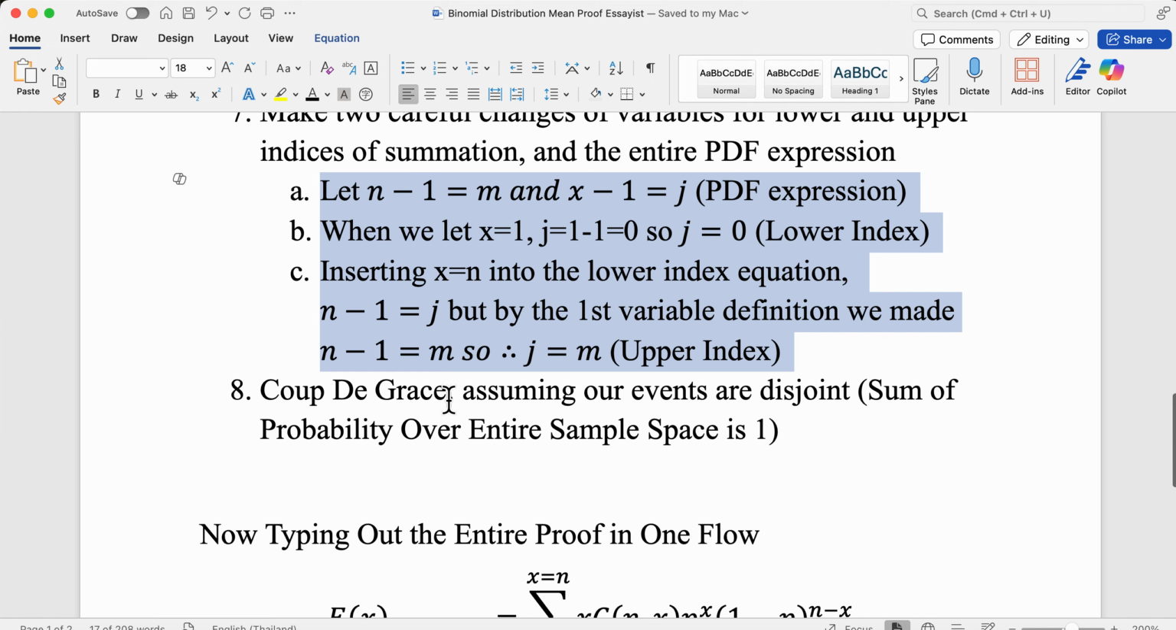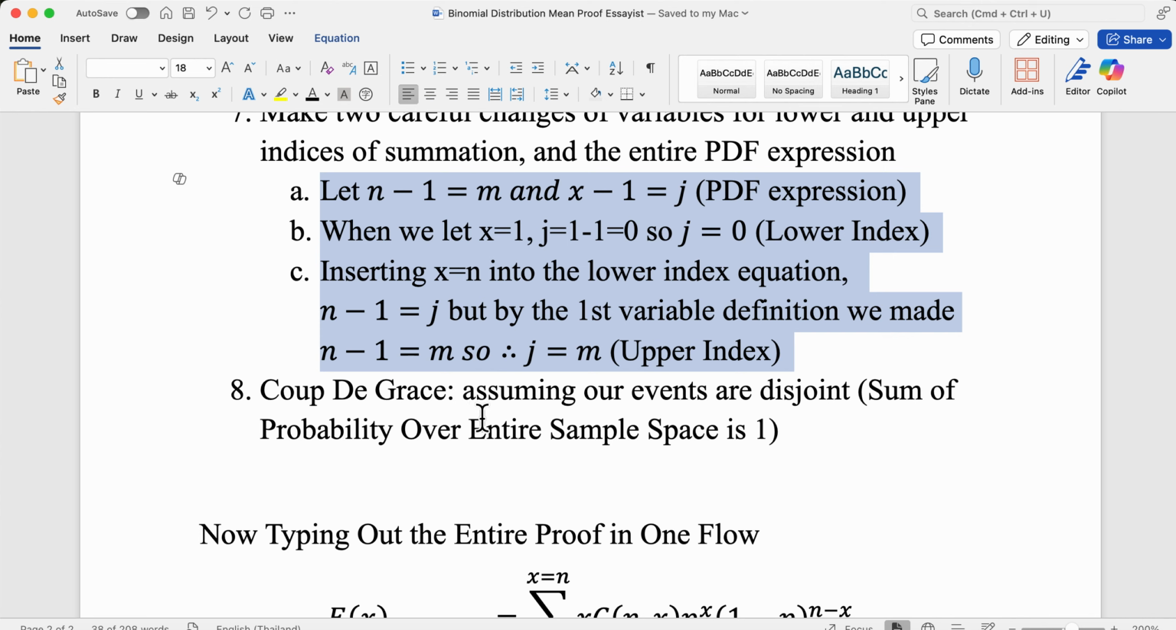And the coup de grâce: assuming our events are disjoint, that means the intersection between all the possible events in the Venn diagram representation is empty. There is no overlap. The sum of probability over the entire sample space is 1. Now, let me go and try typing out the entire proof in one flow.